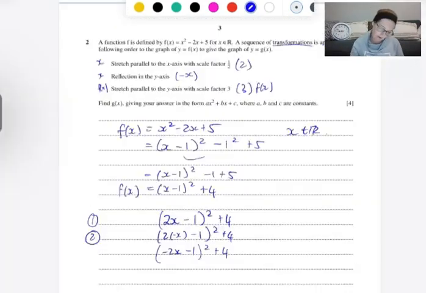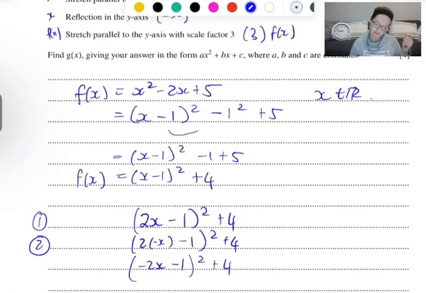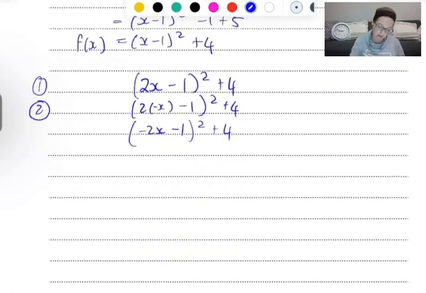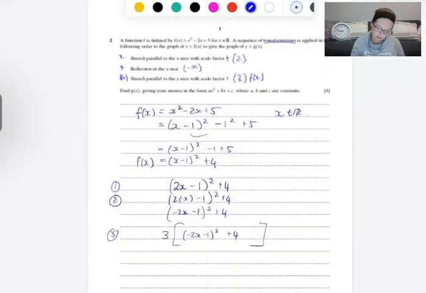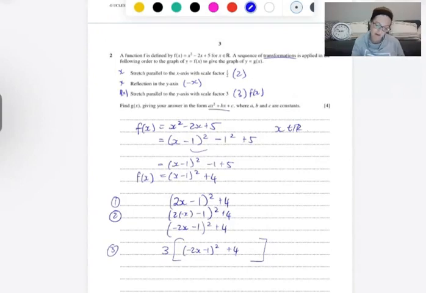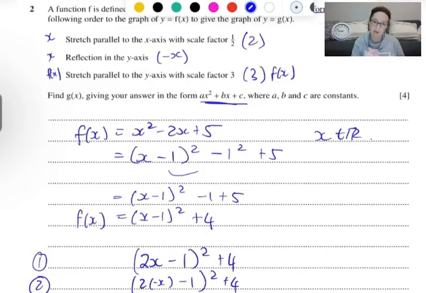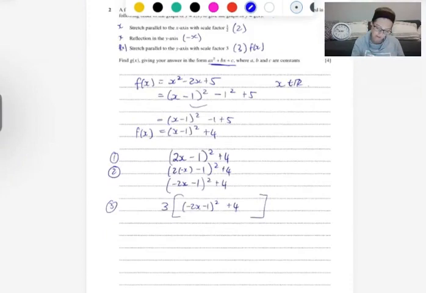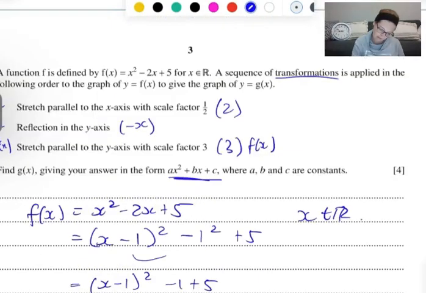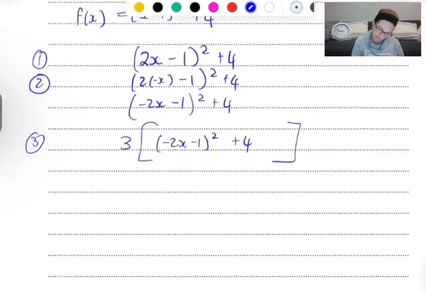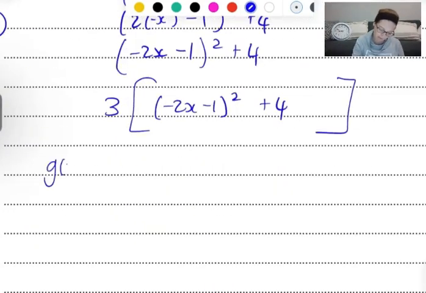Okay, and then my final one is I'm stretching. So the entire function is stretched by 3. So literally, we have to take the entire function. So I'm going to use a square bracket, and I'm going to stretch the whole thing by 3. Okay, now that's not in the format that they want us to give it in. They want us to give it in ax squared plus bx plus c. So I'm going to multiply my 3 in. And this is now g of x. So I can actually label this thing g of x.